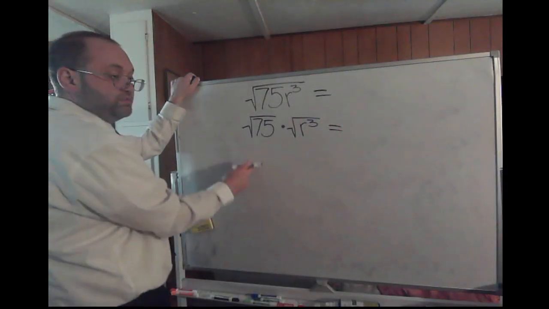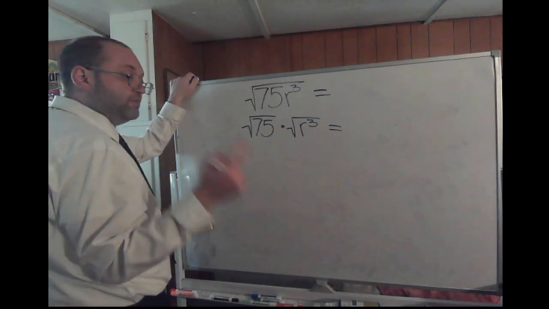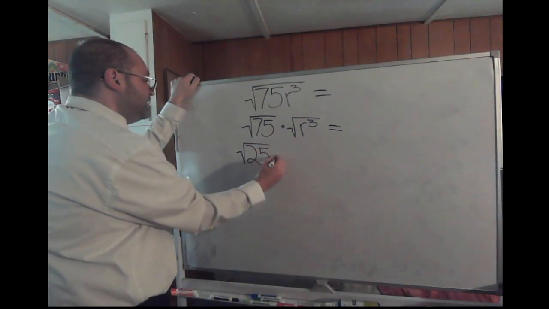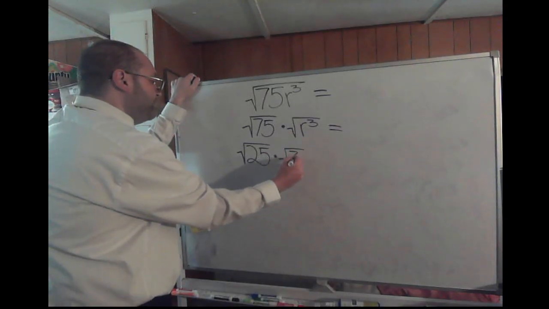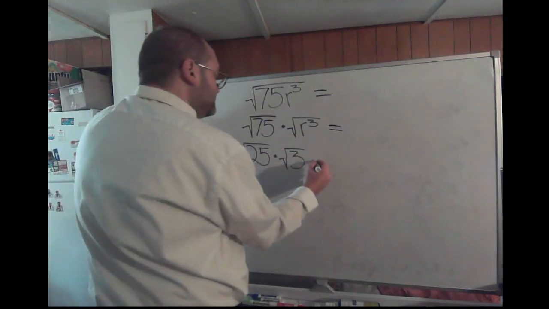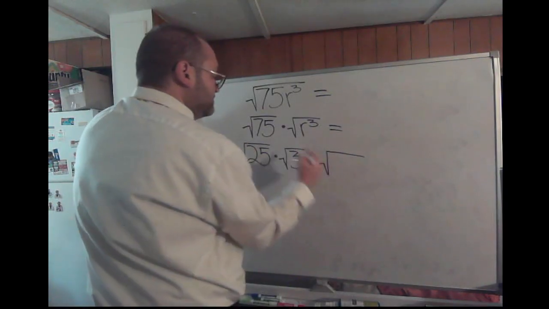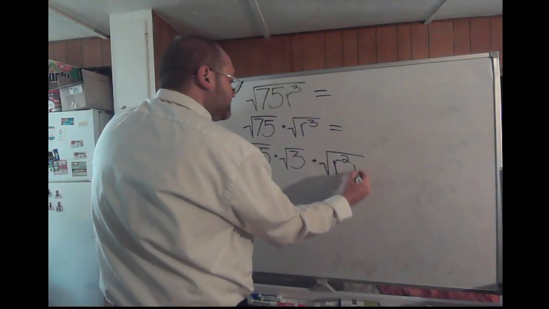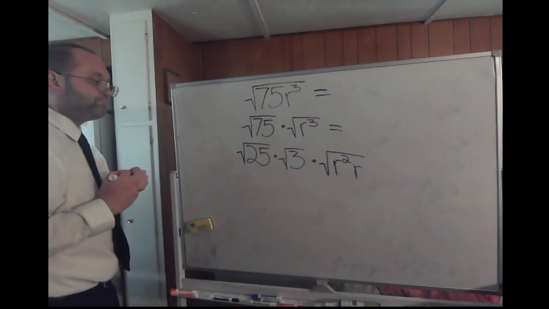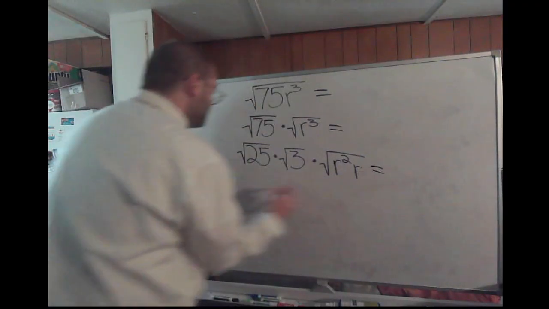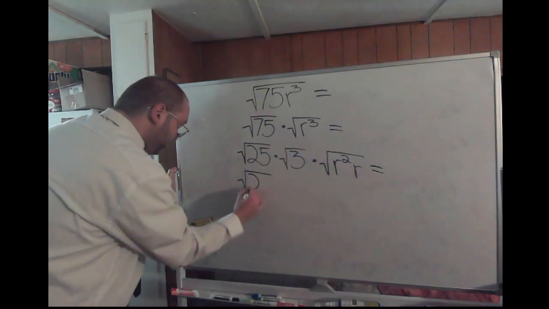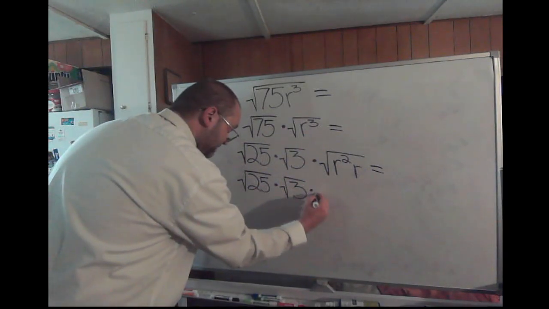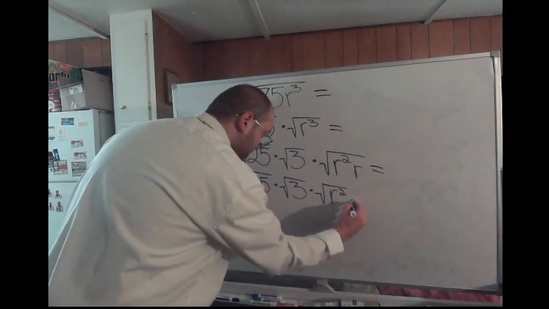Alright, well, the square root of 75 is not a perfect square, but we have at least one factor of it that is. That's going to be the square root of 25 times the square root of 3. And then we got to deal with that square root of r to the third. R to the third is the same as r to the second times r, right? Which is going to leave you with the square root of 25 times the square root of 3 times the square root of r squared times the square root of r.